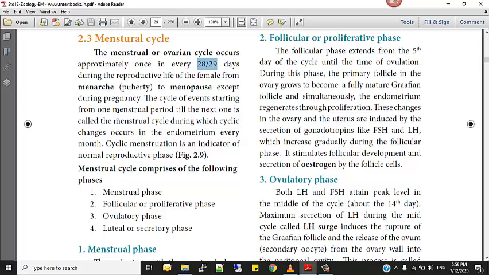The cycle of events starting from one menstrual period till the next one is called a menstrual cycle, during which cyclic changes occur in the endometrium every month. Cyclic menstruation is an indicator of the normal reproductive phase.